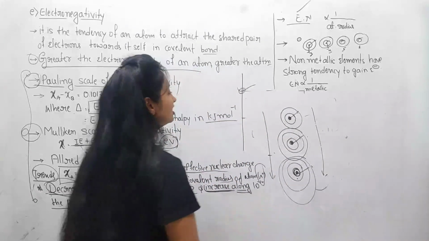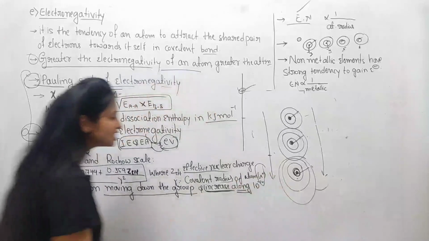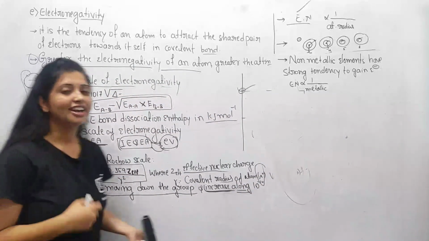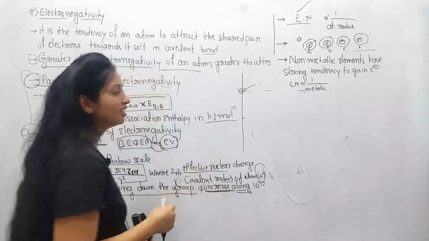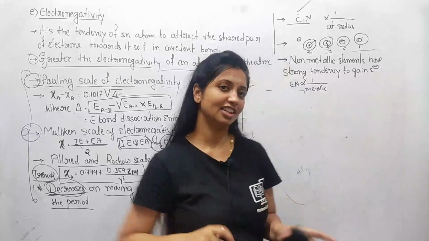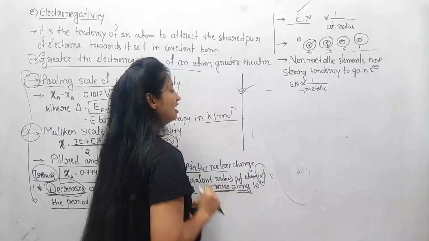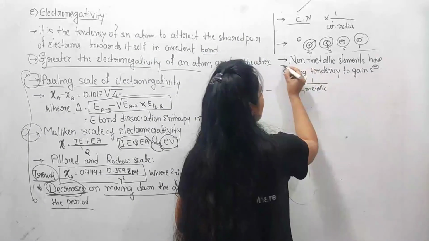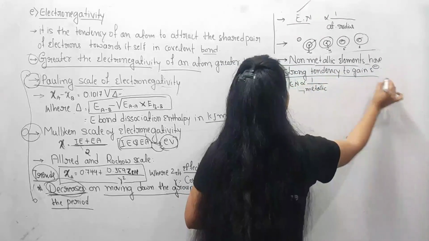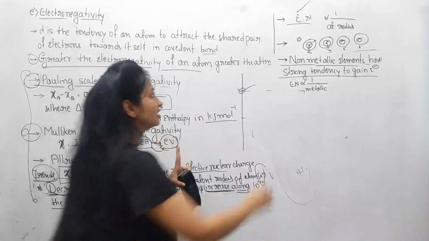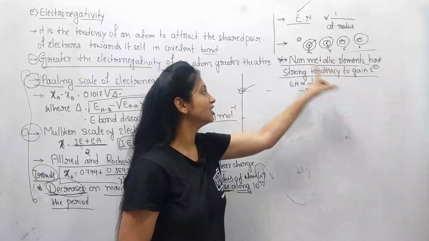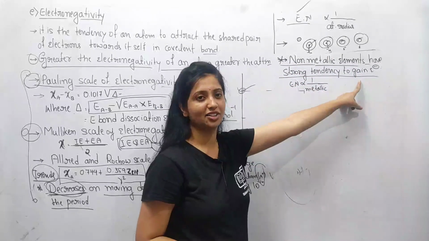By this reason, the electronegativity also decreases down the group. The next point is that the metallic character also affects the electronegativity. It also depends on the electronegativity. How? See here, the non-metallic elements have a strong tendency to gain electrons. Remember this point, guys. The non-metallic elements have a strong tendency to gain electrons.